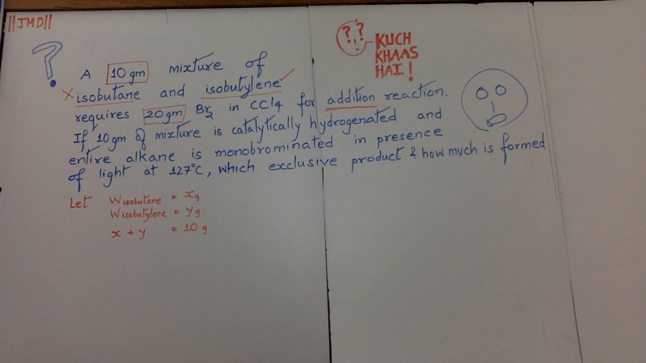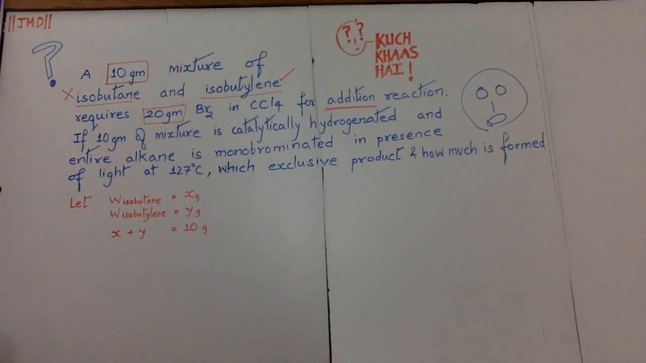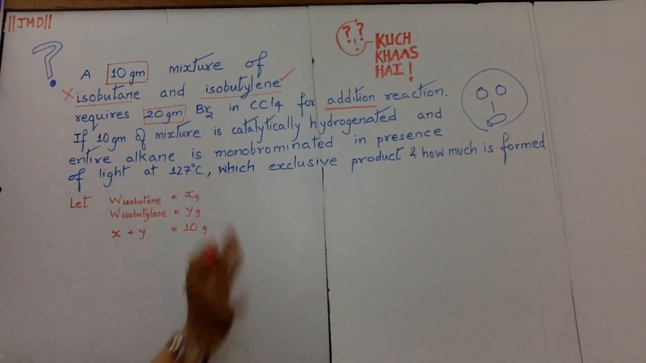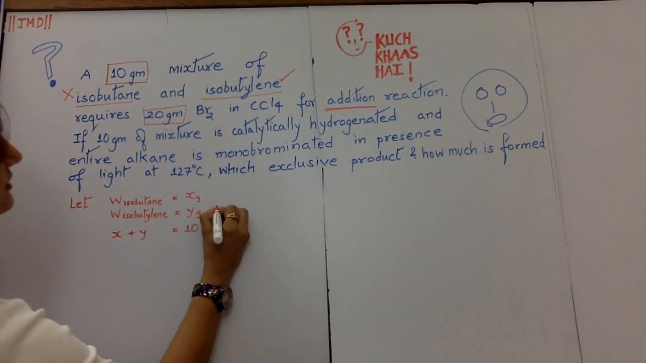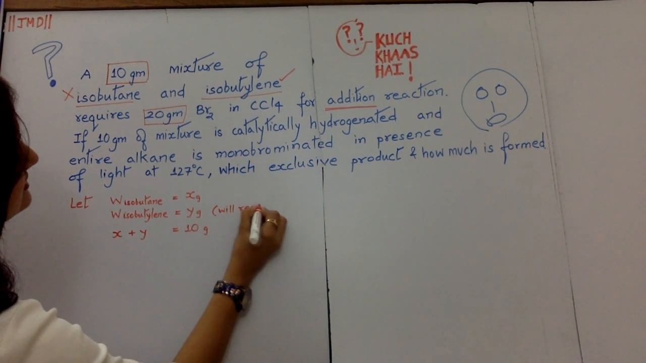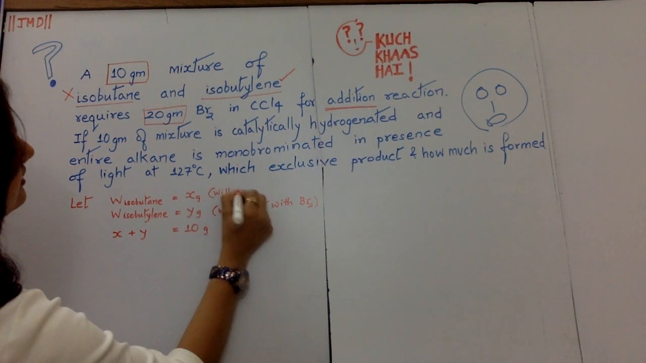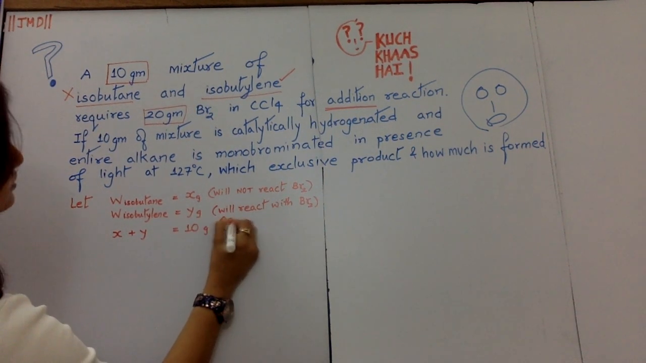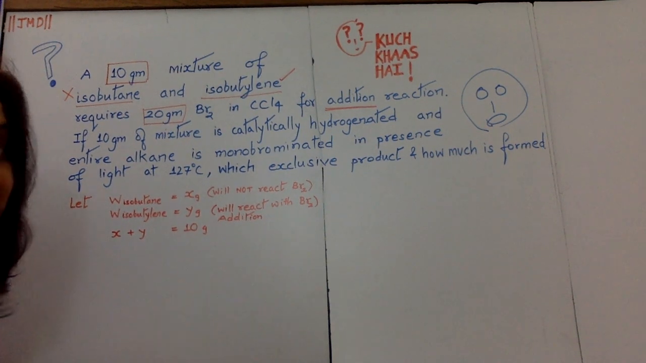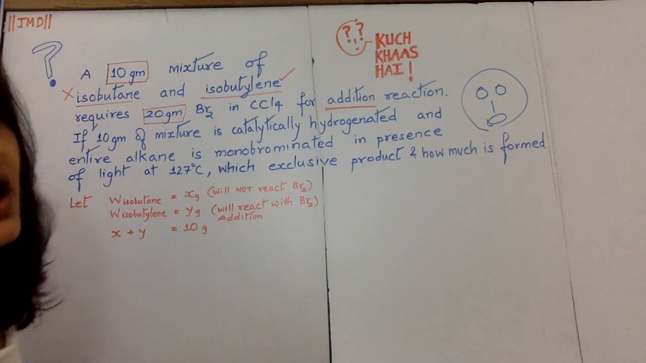Okay, now it says the mixture reacts with 20 gram bromine, but the reaction is addition. Now isobutane does not show any addition reaction, we know, but isobutene will show addition with bromine. So isobutene will react with bromine, isobutane will not react with bromine. Why? Because the reaction is addition reaction and alkanes are completely saturated, so obviously they will not undergo addition. They already have all single bonds, so what more will they add?